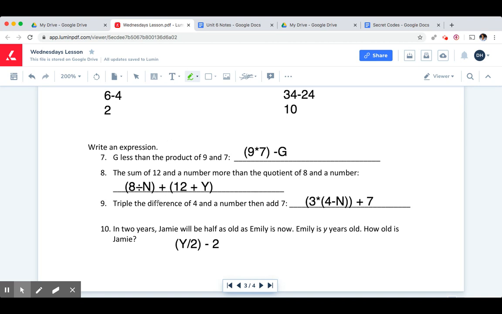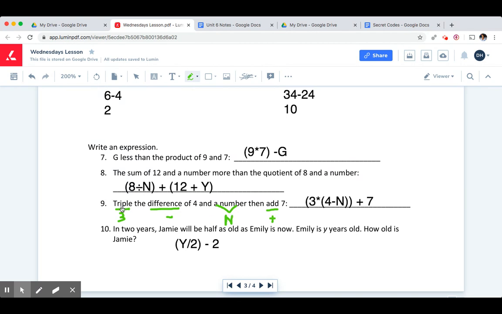Number 9 says triple the difference of 4 and a number, then add 7. So triple tells me that we're going to be multiplying by 3. Difference tells me that we'll be doing subtraction. Add tells me that we'll be doing addition. The phrase a number tells me that I need to input a variable, so I'm just going to use the variable n.